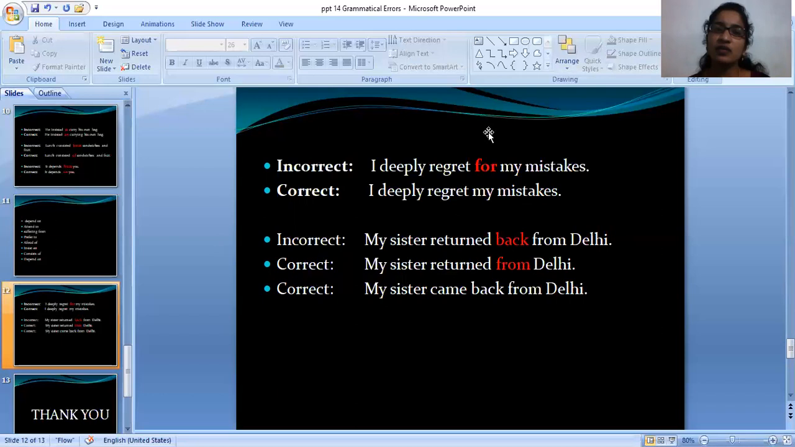So in some cases, using prepositions is really not necessary. In the first set, we need not use "for" here: I deeply regret my mistake. And in the second sentence, you need not mention "back" here: my sister returned from Delhi, or you can simply say, my sister came back from Delhi. So these are a few examples regarding the correct usage of prepositions we have seen today.